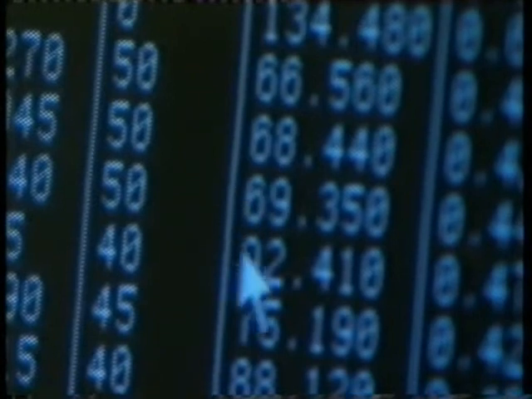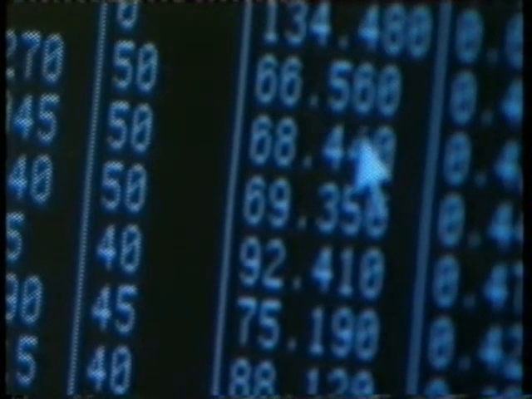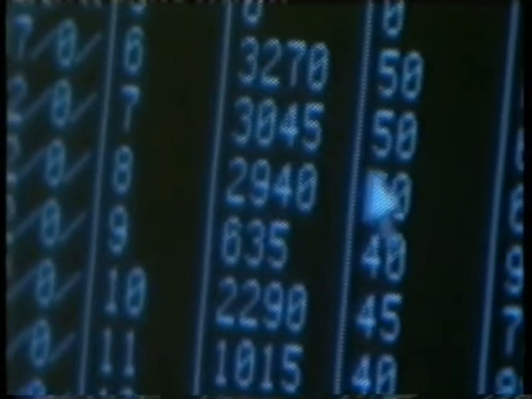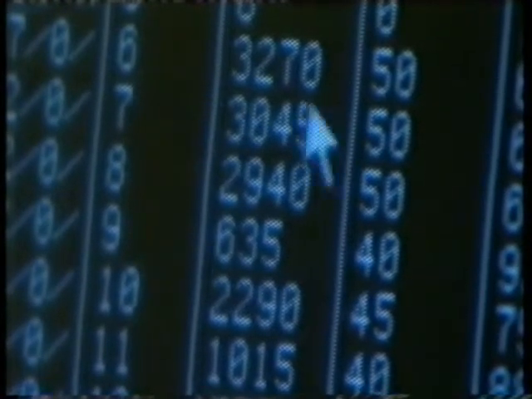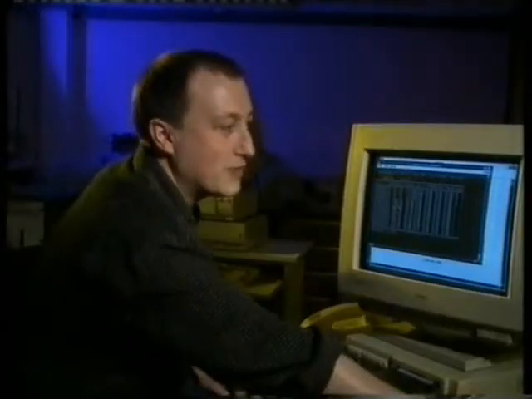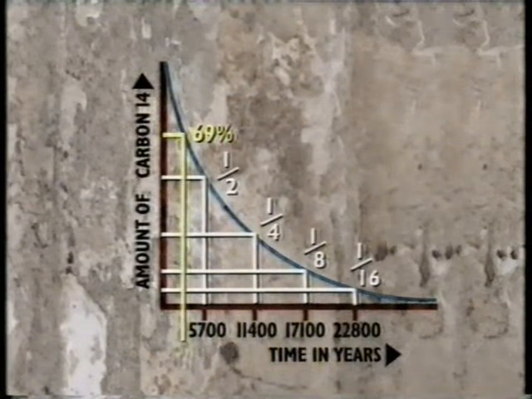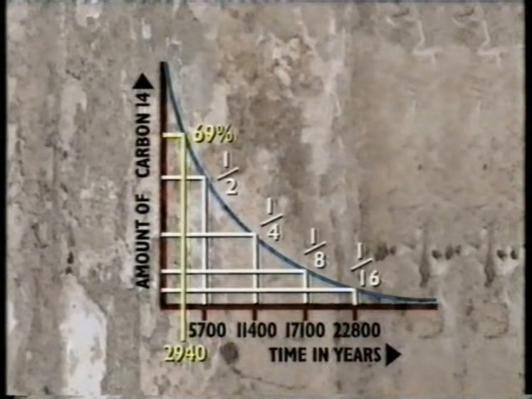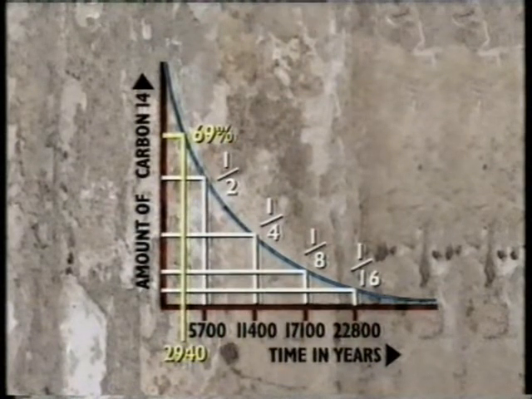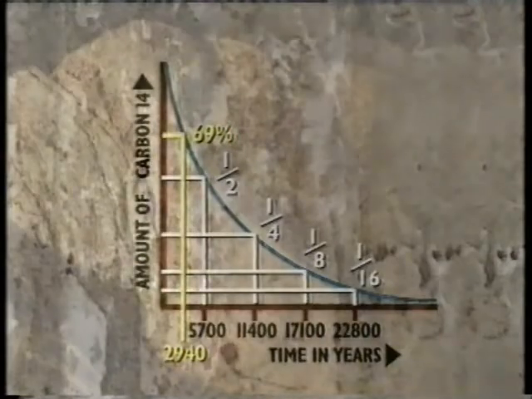And you can see the mummy wrapping here has 69% of its original carbon left. In other words, it's lost about 31% of the carbon it would have had in life. And from this, the computer's worked out that its actual age in radiocarbon years ago is 2,940. The computer has calculated that there is only 69% of the original radioactive carbon-14 left in the mummy. That corresponds with the yellow line on the graph, which gives us the time of burial as 2,940 years ago.